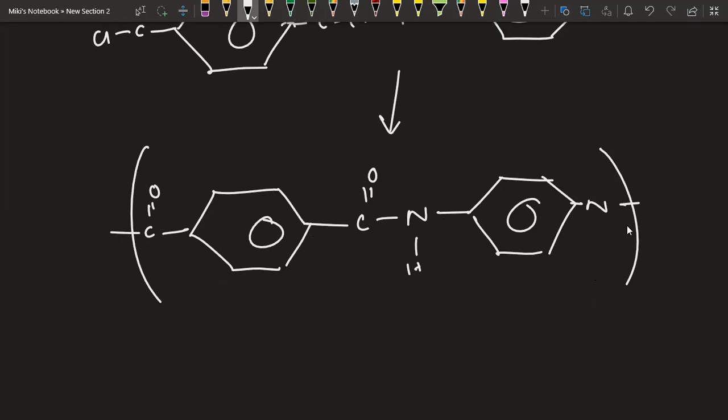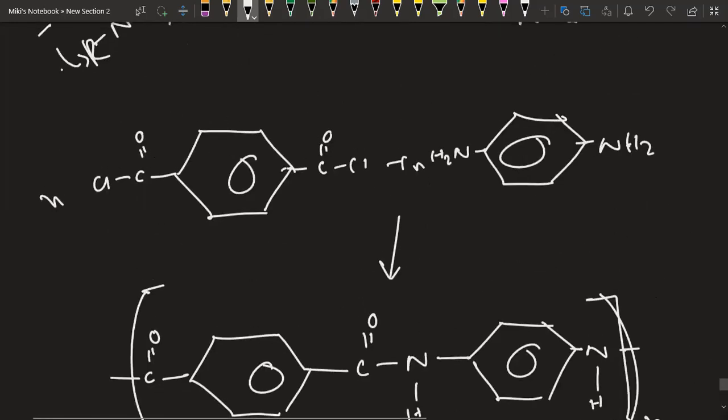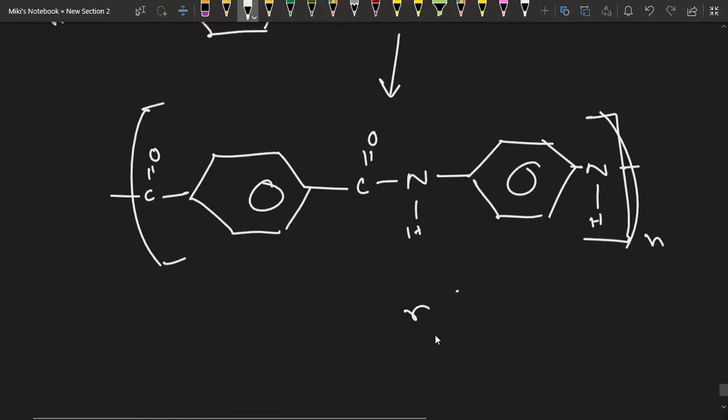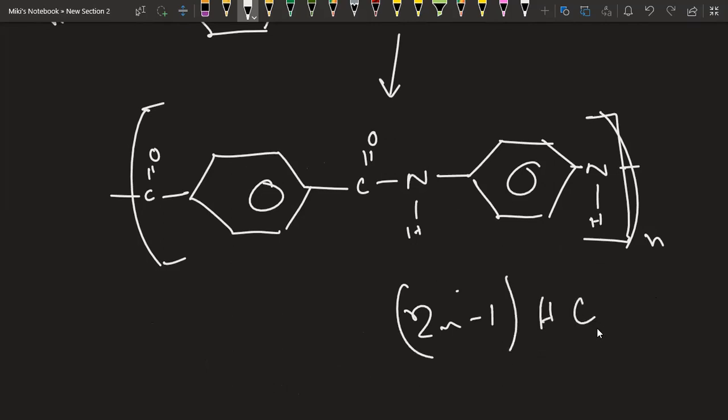You see this portion repeats itself. Sorry, this should be a hydrogen here. So this is the portion which repeats itself. This is a square bracket, and we have n such units, because if n of the monomers are added, what should be the byproduct? 2n minus 1 HCl, remember? So these are the two products formed, with a small substance, HCl, being eliminated.